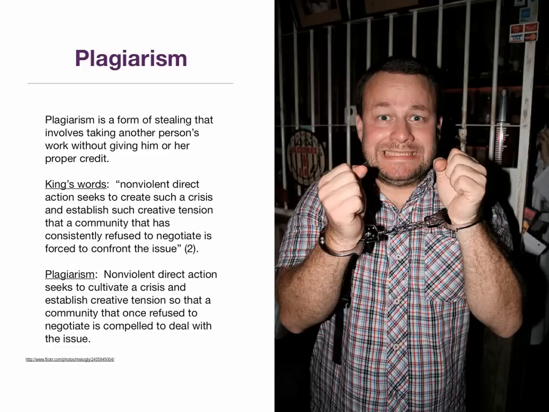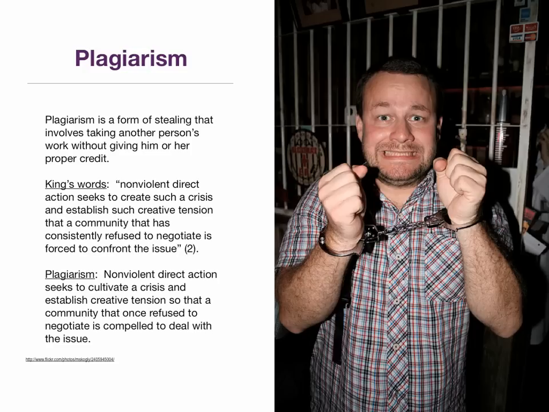Plagiarism, as you probably know, is a form of stealing that involves taking another person's work without giving him or her proper credit. So what I have in the first section is an exact quote from King's letter. "Nonviolent direct action seeks to create such a crisis and establish such creative tension that a community that has consistently refused to negotiate is forced to confront the issue." Now the plagiarized sentence comes underneath it.